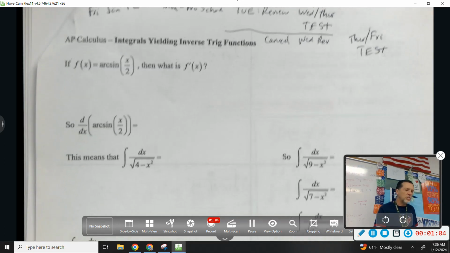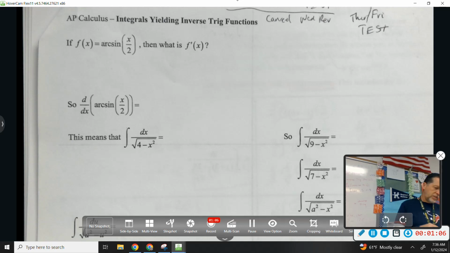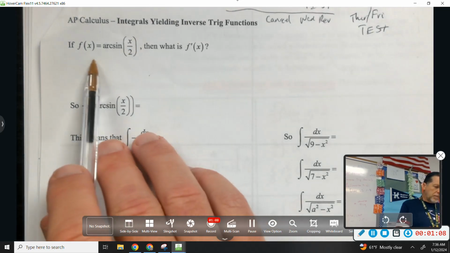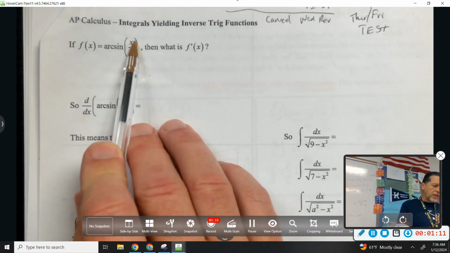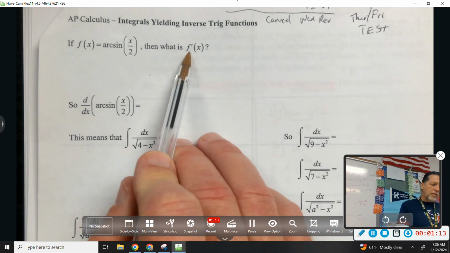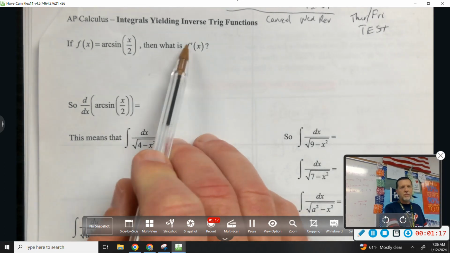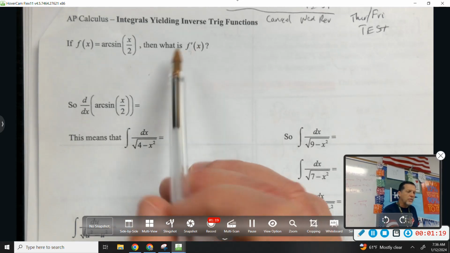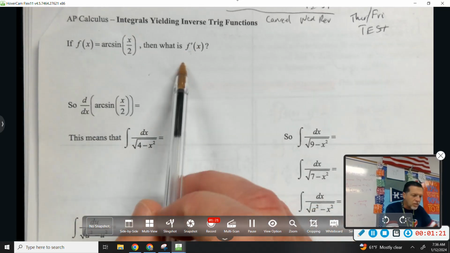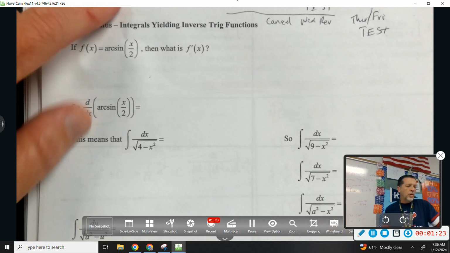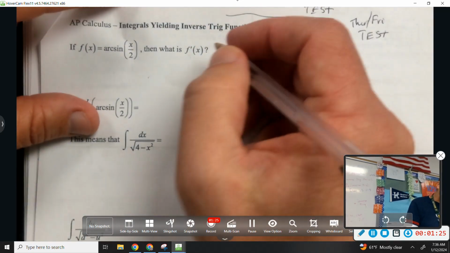All right, integrals yielding inverse trig functions. Well, let's back up. If f of x is arcsine of x over 2, what is f prime? So this is a derivative question. Again, you always got to be careful. Are we finding a derivative? Are we finding an antiderivative? This is derivative, which I guess is good because we don't know how to do an antiderivative of that thing.